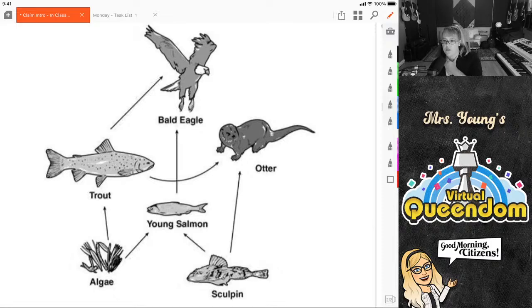I notice in the food web that all of them are sea creatures except the bald eagle. Ooh, Michaela, that is good. High fives to you, too. Good observation. There is a plant. Good job, Shelby.